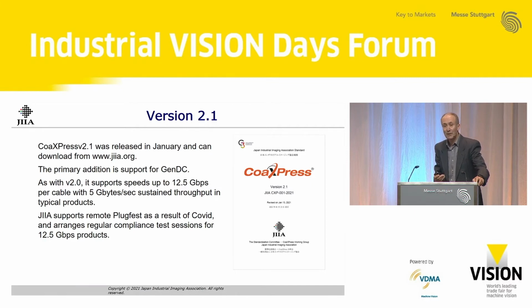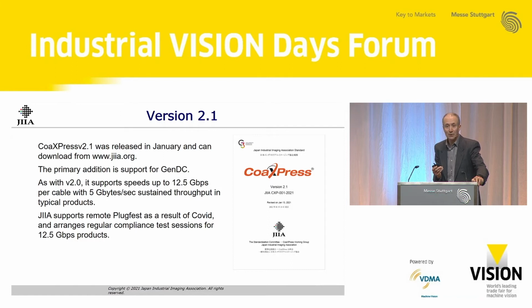CoExpress was designed originally for machine vision and to support the fastest cameras on the market. If you want to look at all the products, go to coexpress.com. So an update of where we are. Version 2.1 was released this year. The primary addition was Gen DC, which has already been mentioned. We've added that support. And as with 2.0 released a year ago, we support up to 12.5 gigabits per second per cable, so that's typically 5 gigabytes per second on a real product.